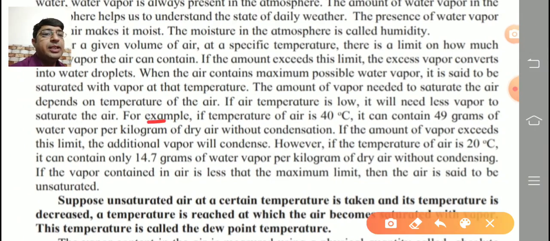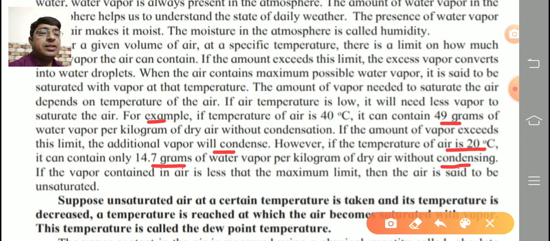For example, if the temperature of air is 40 degrees Celsius, it can contain 49 gram of water vapor per kilogram of dry air without condensation, means not forming the drops of water. If the amount of vapor exceeds this limit, the additional vapor will condense. However, if the temperature of air is 20 degrees Celsius, it can contain only 14.7 gram of water vapor per kilogram of dry air without condensing.